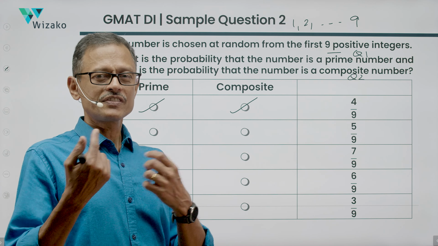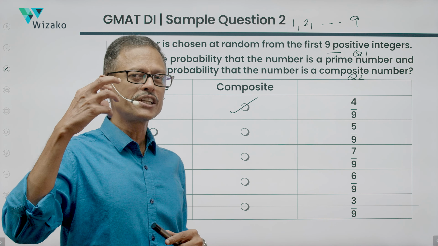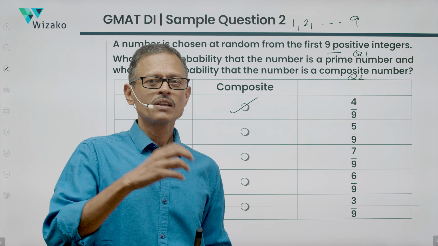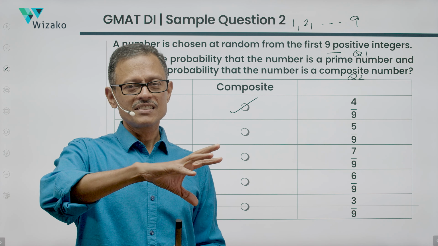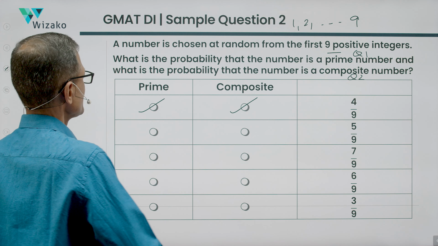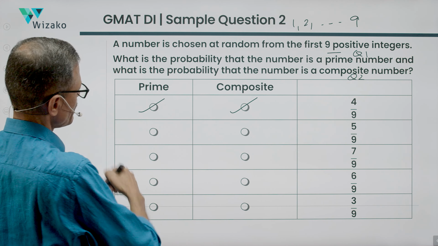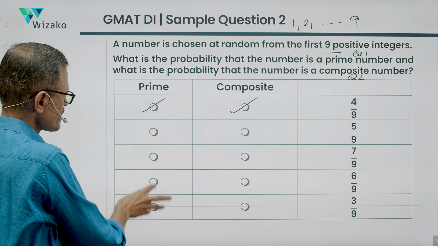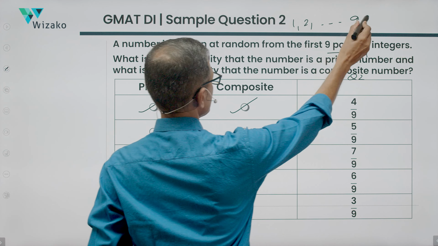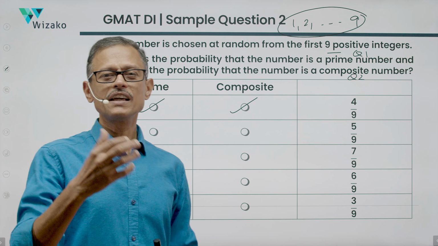Now, a couple of things about the two different types of questions broadly that can come in two-part analysis. One is called related questions. The other is called independent ones. Let's look at what it is, right? Now, look at this example itself. To find the answer to this component, we use the information available here. First 9 numbers, how many of them are prime?